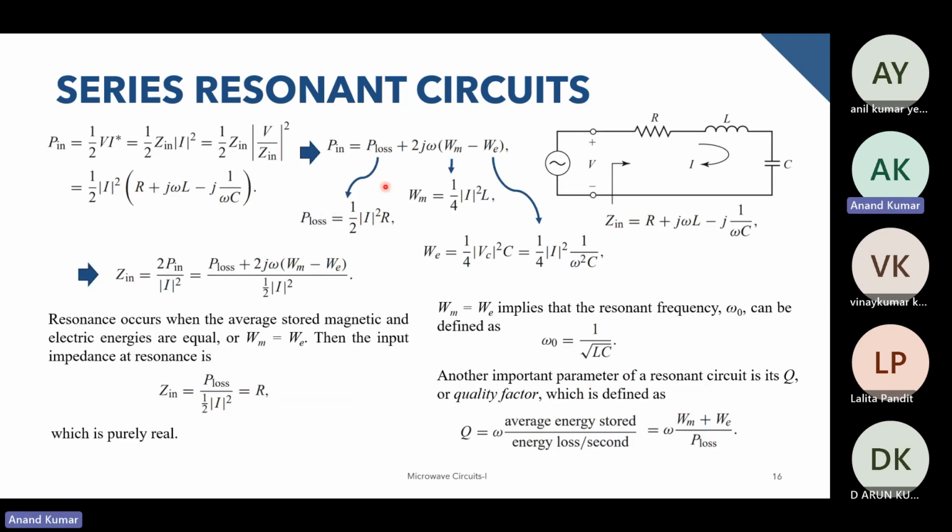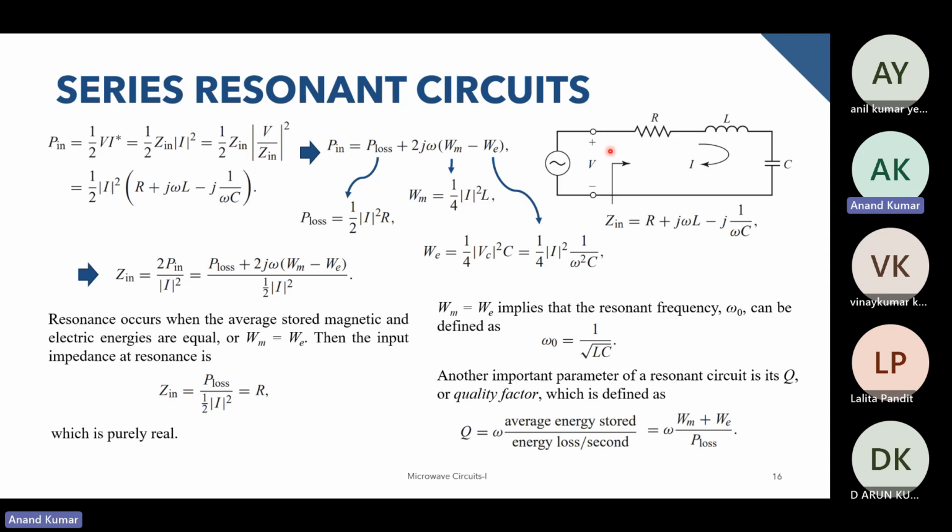Now, summarizing, I've summarized these steps over here. The input power can be written by the Poynting theorem like this, and we have the power loss through the resistor, the energy in the inductor and capacitor, and the input impedance formula over here. Now, the resonance will occur when Wm becomes equal to We, and at this condition, we have the input impedance equal to the power loss through the resistor divided by half I square, and this is equal to the resistance over here.